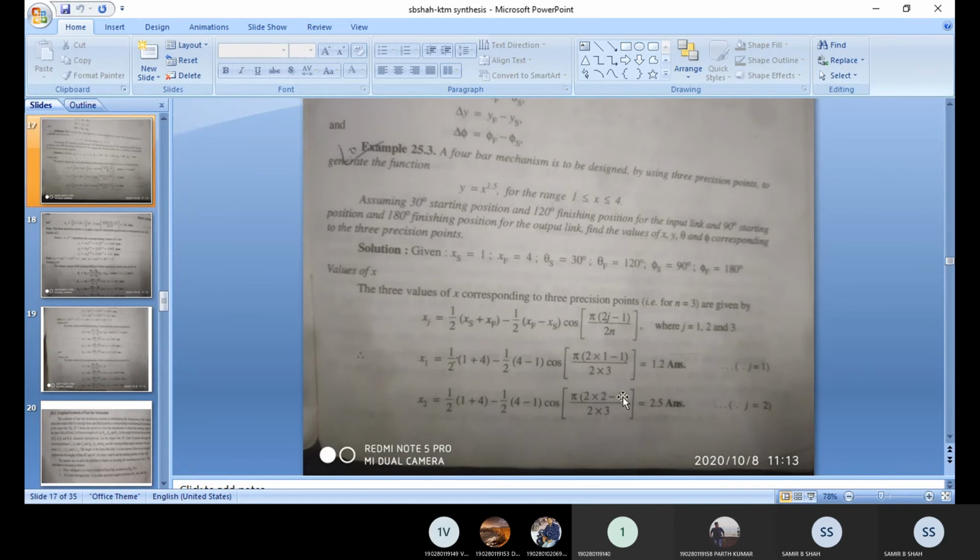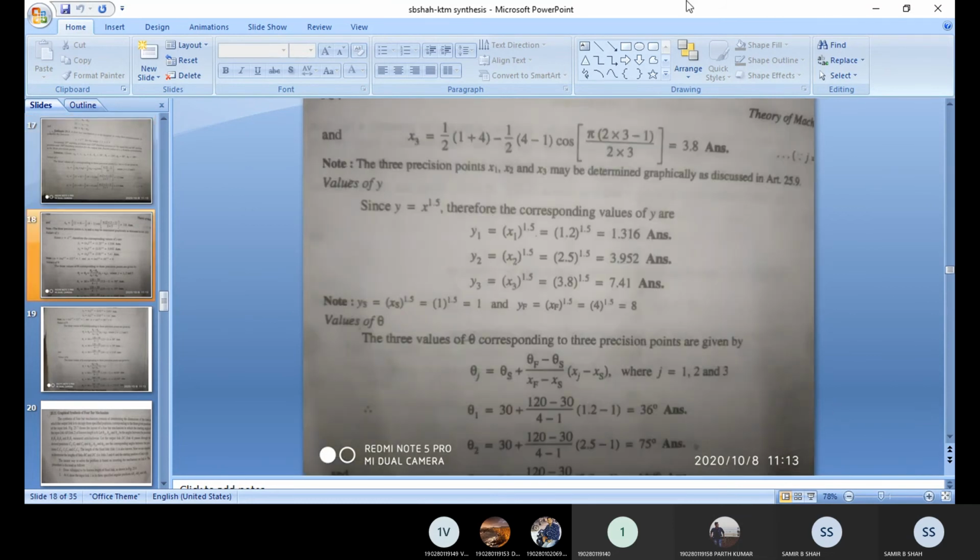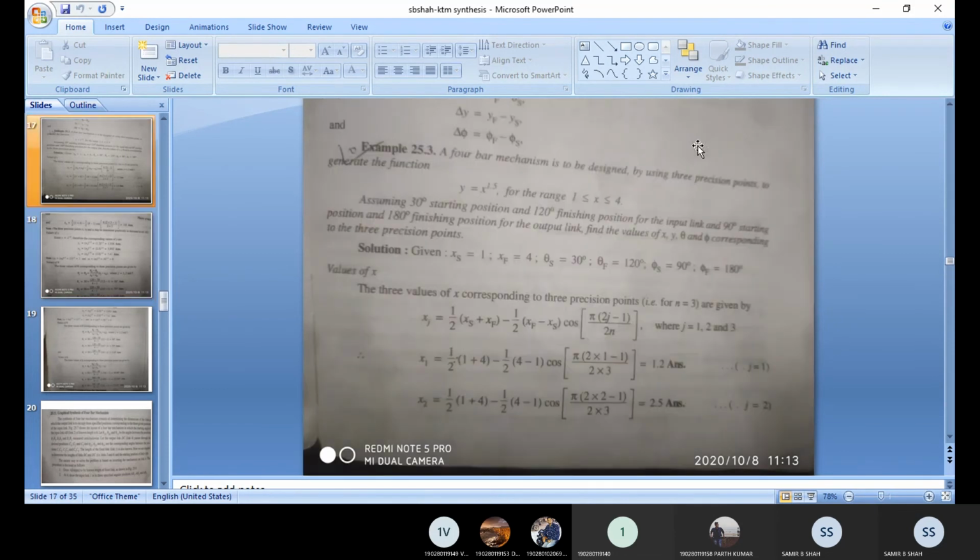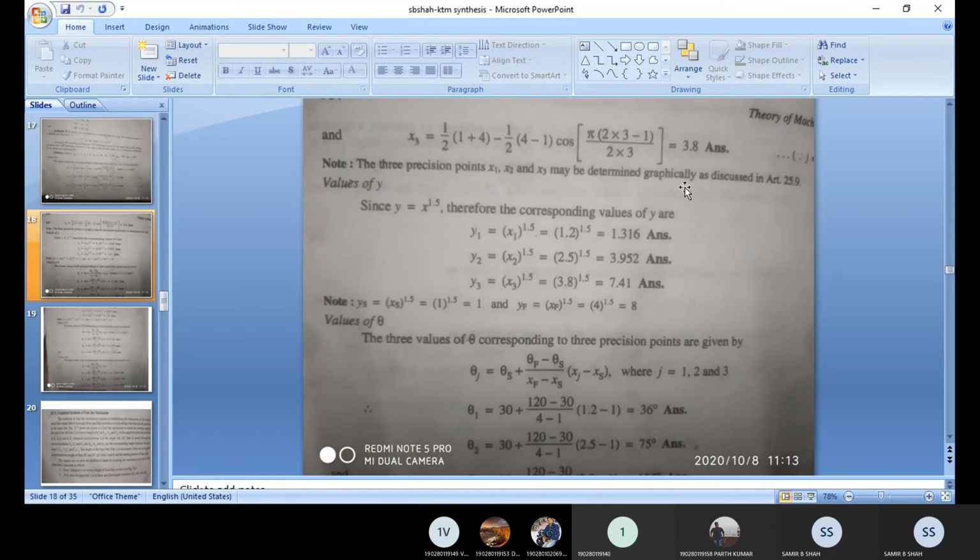Same way for x2, in place of j. Here initially we put 1, but in place of j we are now putting 2. So we are getting 2.5. And in the same way for 3, we are getting 3.8. So the three precision points x1, x2, x3 may be determined. That is 1.2, 2.5, and 3.8.